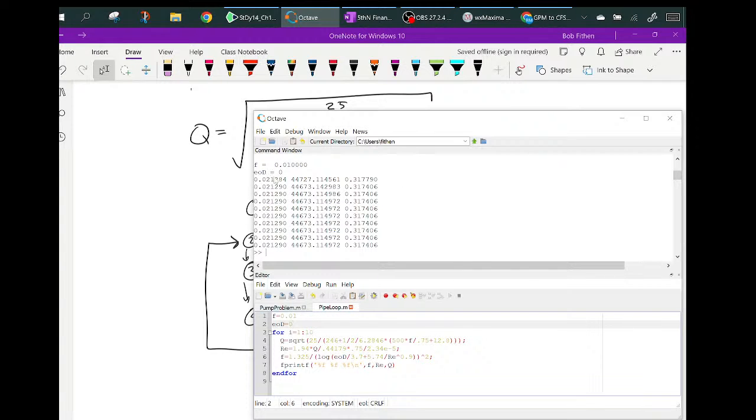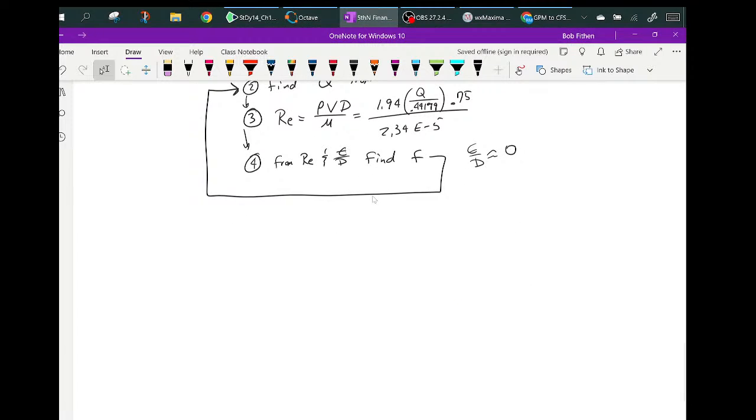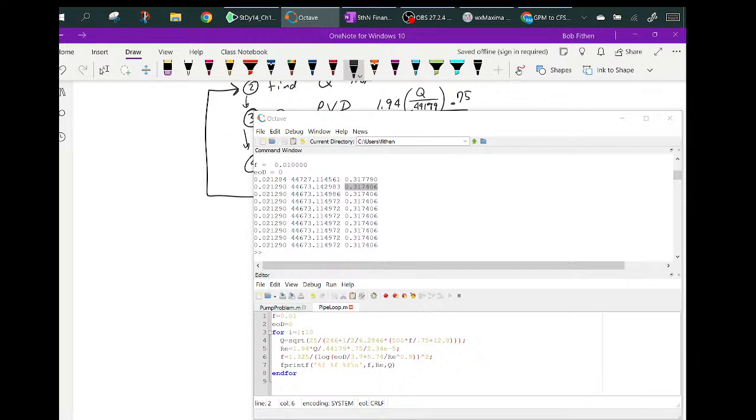Okay, what you find out is the f converges pretty much by the second run, and then the Reynolds number pretty much converges. And this is the flow rate. So it ends up that Q is about 0.317 cubic feet per second.